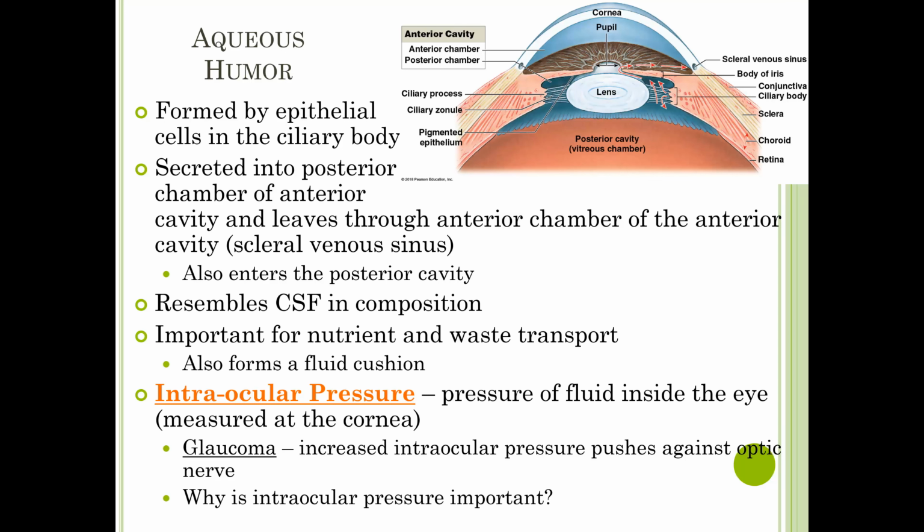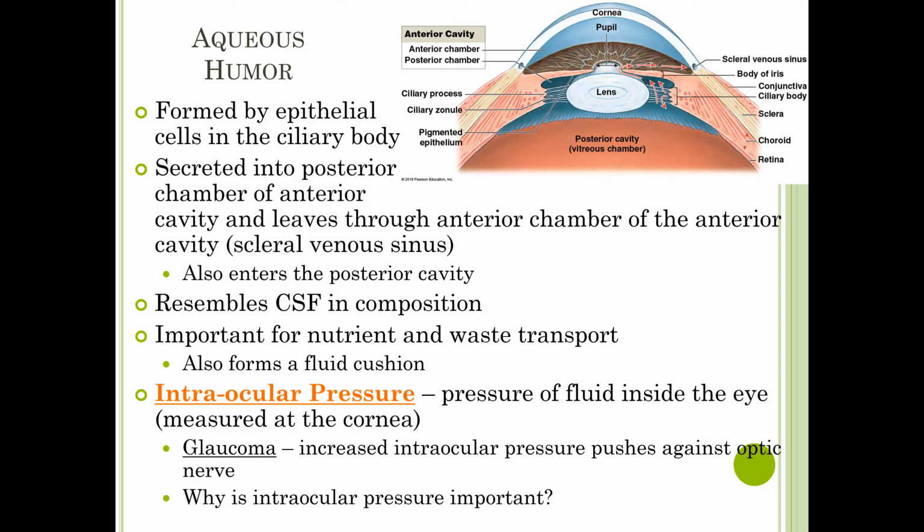So why do we need intraocular pressure, and why do we need the fluid inside these eyes? It's not just to provide the nutrients and the waste transport. The pressure also holds the retina in place up against the pigmented layer in the choroid. So when you're in lab, you'll notice the retina is not actually attached to the choroid behind it. It's kind of floating free.